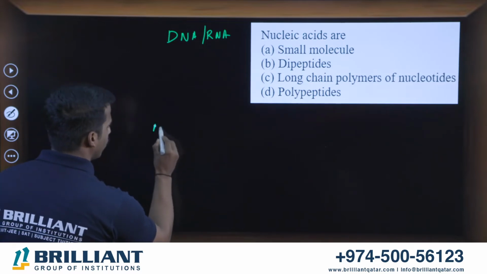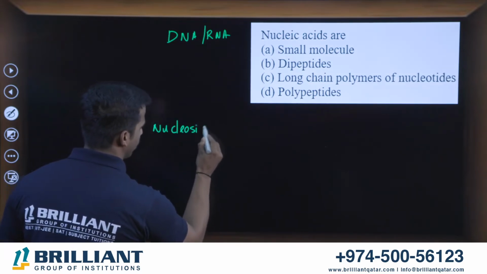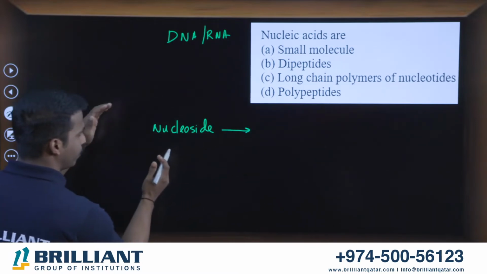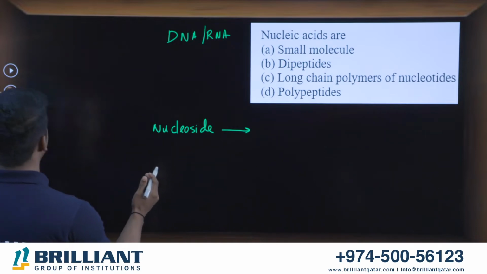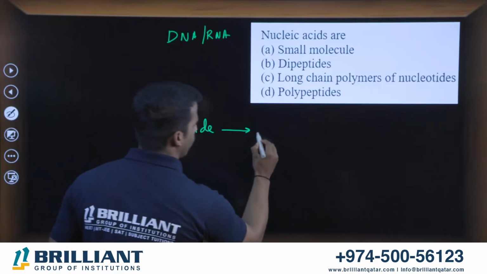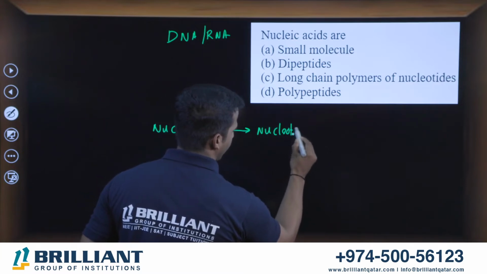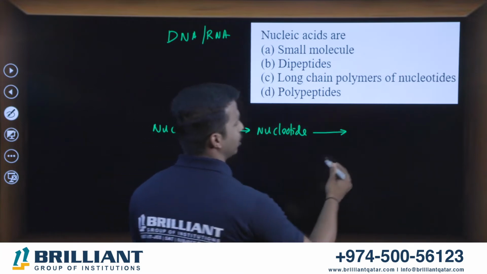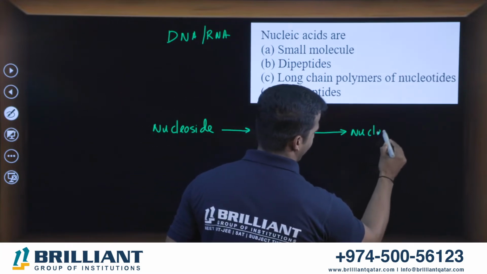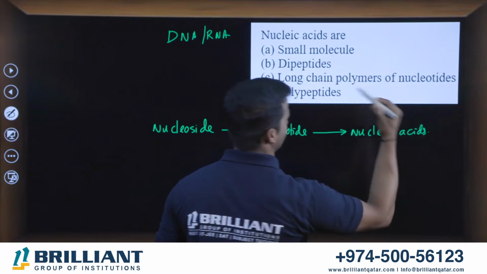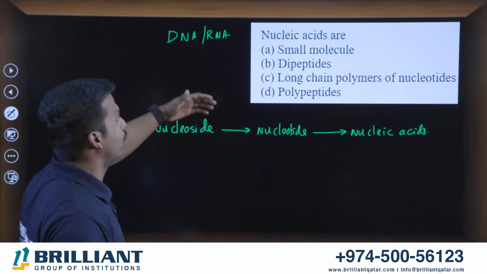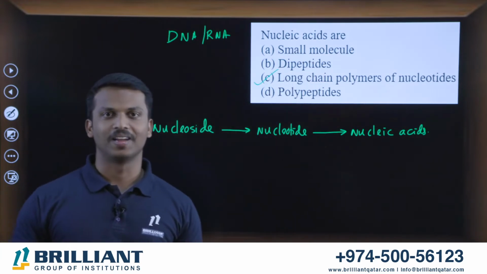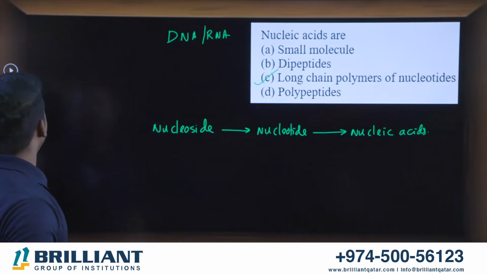Yes, we know nucleoside, right? Nucleoside is a pentose sugar with a base. On the nucleoside, the fifth position is connected to the phosphate group, like the previous case, that is called what? Nucleotide. Many nucleotides are combined together. They will undergo polymerization. It will give you nucleic acid, right? So nucleic acids are the long chain polymers of nucleotide. Option C is the correct answer. Alright. Next one.